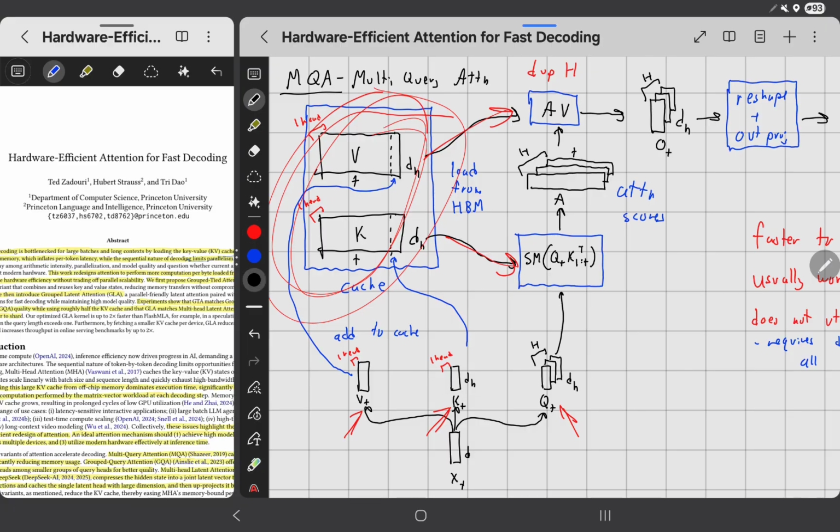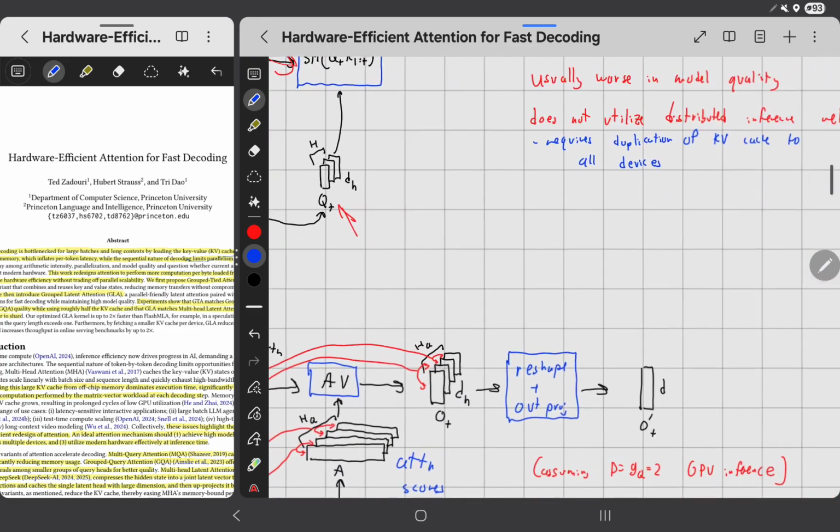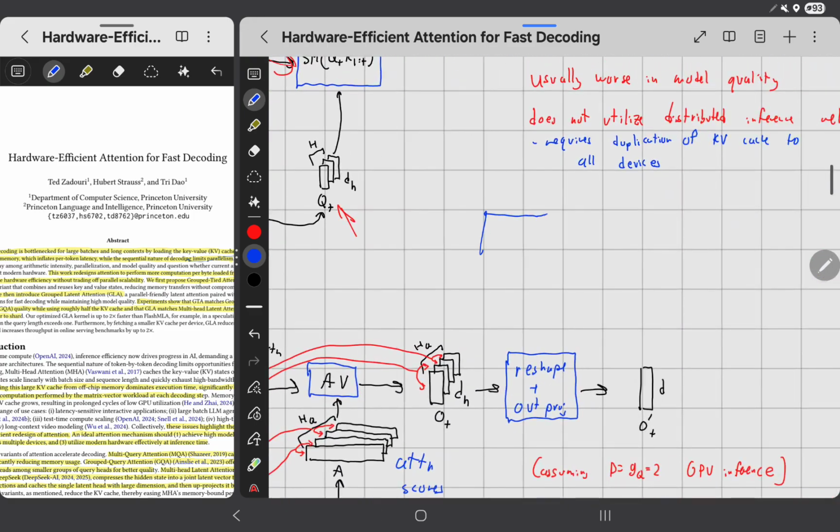So there are kind of two problems they want to solve in this paper. One is parallelism, and two is speed. So this solves the speed problem, or rather it makes the speed problem better. So it's fast to load from memory, but it sucks at parallelism. For example, let's say we're doing decode with two GPUs. So we have GPU 1 and GPU 2.